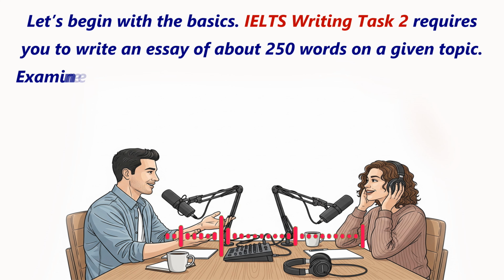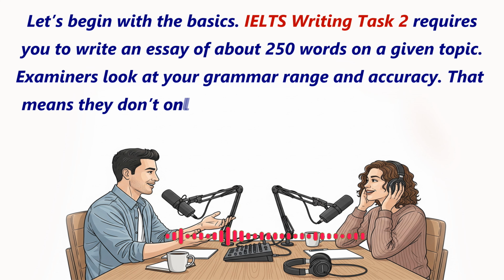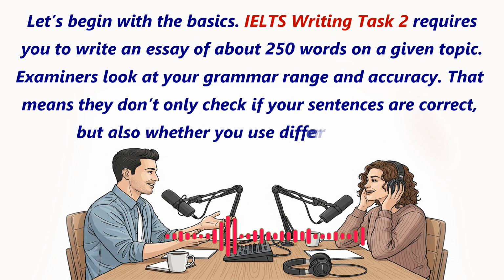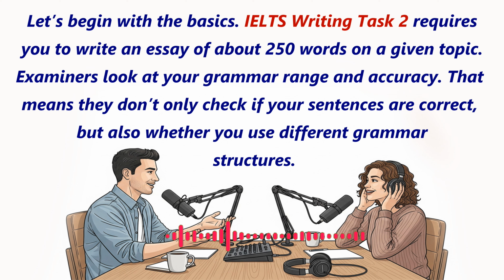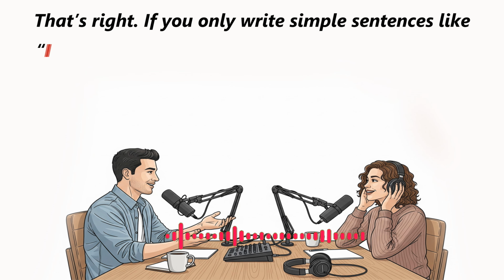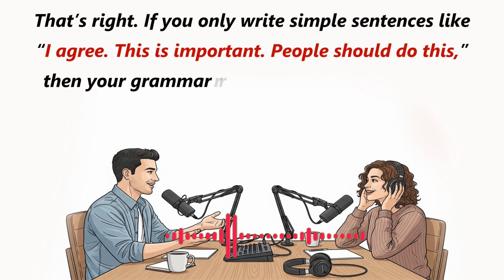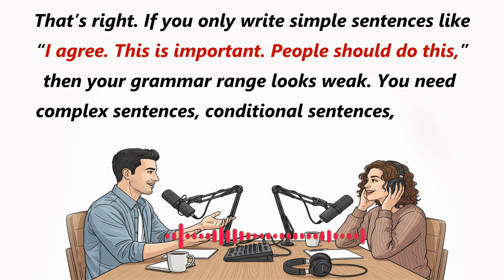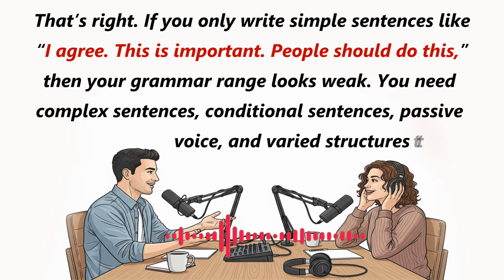IELTS Writing Task 2 requires you to write an essay of about 250 words on a given topic. Examiners look at your grammar range and accuracy. That means they don't only check if your sentences are correct, but also whether you use different grammar structures. If you only write simple sentences like, I agree, this is important, people should do this, then your grammar range looks weak. You need complex sentences, conditional sentences, passive voice, and varied structures to score higher.